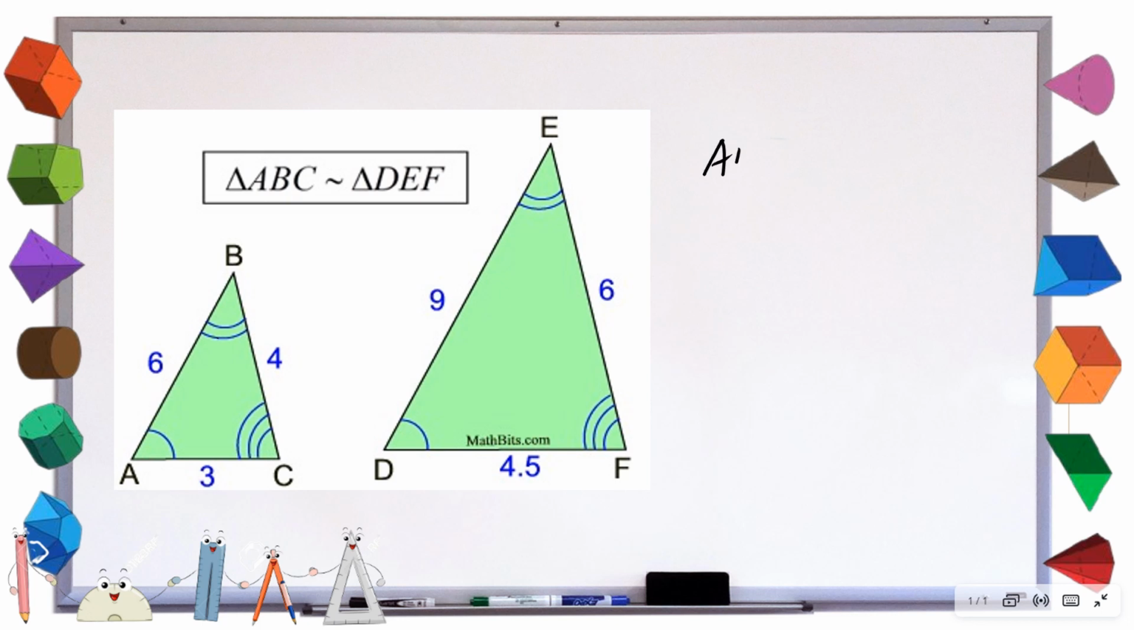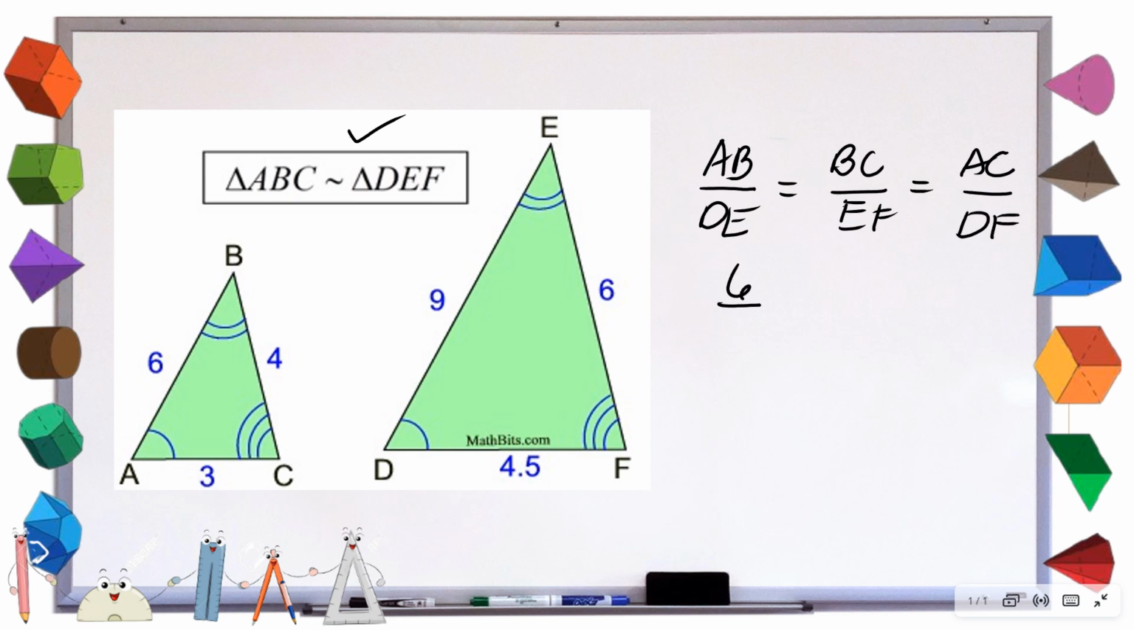So that's AB over DE. This is based from the given similar triangles is equal to your BC over EF. And finally, AC over DF. Let's find the parts. So our AB is 6, DE is 9, BC is 4, and your EF is 6.